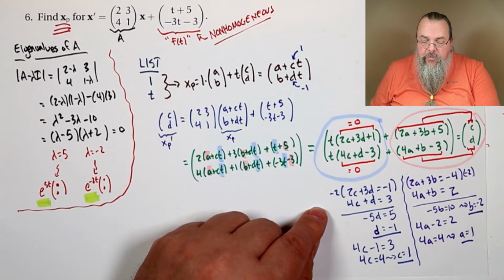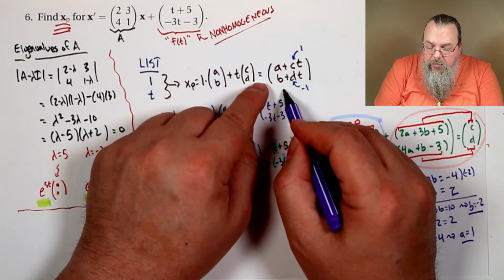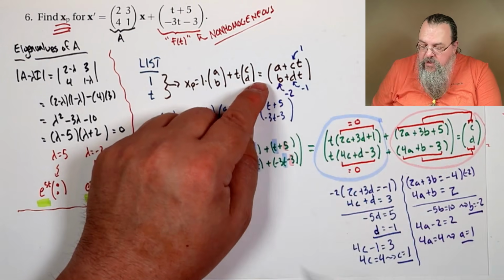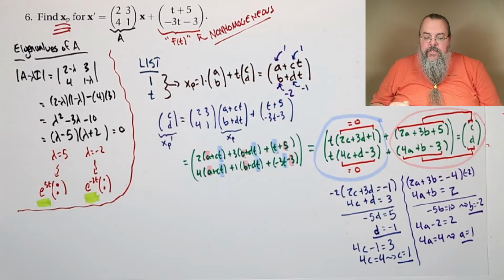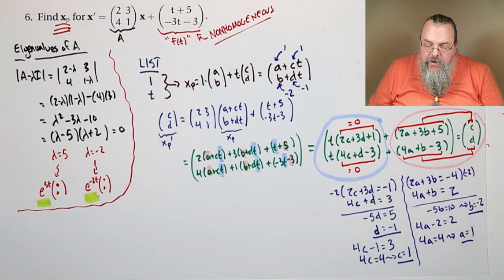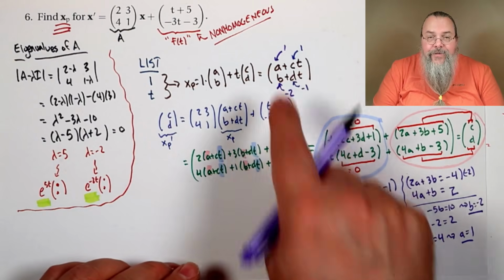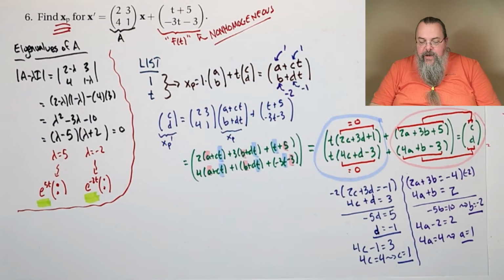Okay, so b equals minus 2. So we have a minus 2. And then a equals 1. So we have a 1. And now we're done because we have our values. So we're ready to write down our final answer.